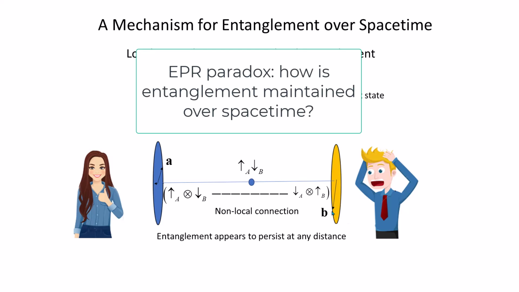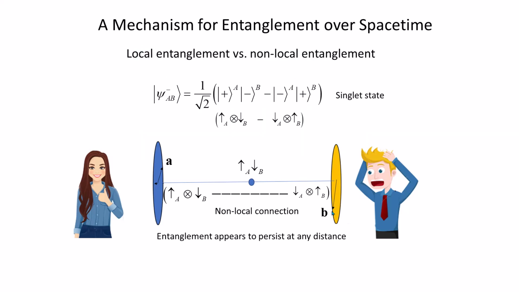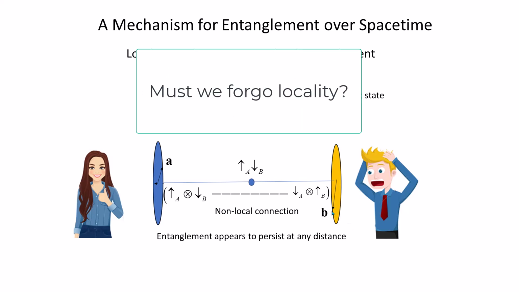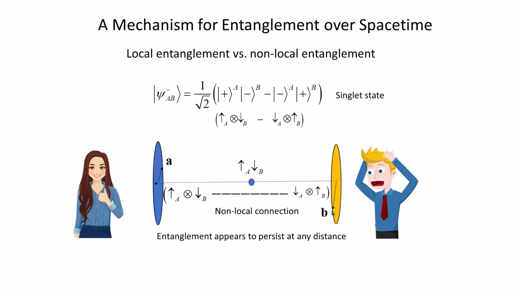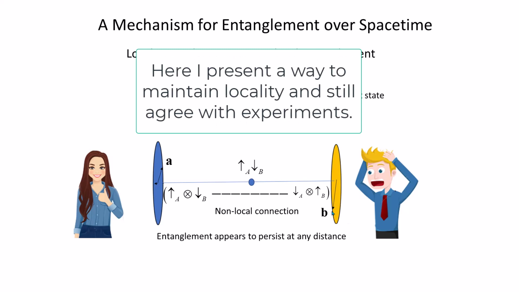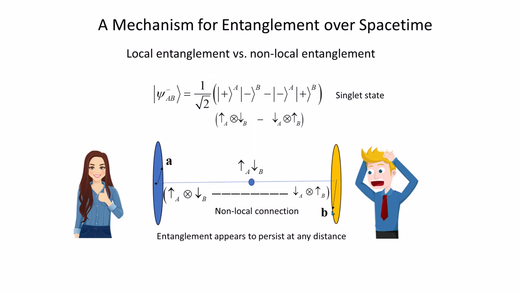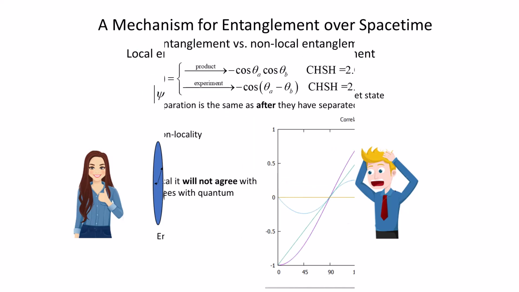How is the entanglement maintained over space-time? Must we accept they remain entangled and forgo locality? Here we suggest a way to maintain locality, yet still account for the experimental observations without any non-local connectivity. But this goes against the current view, which is almost universally accepted.